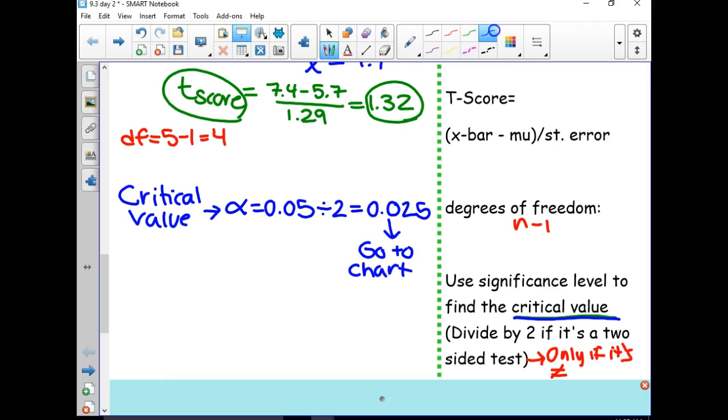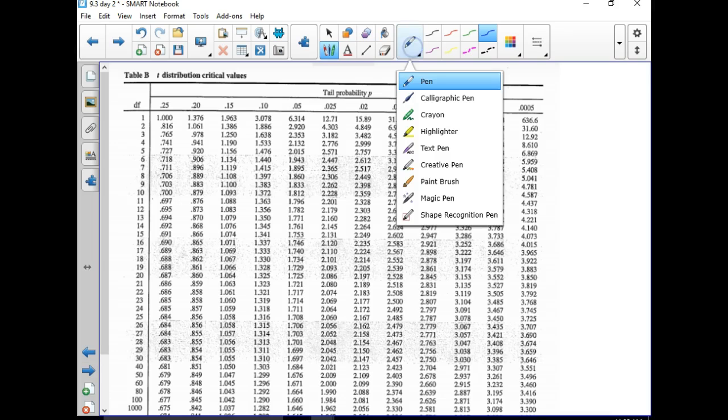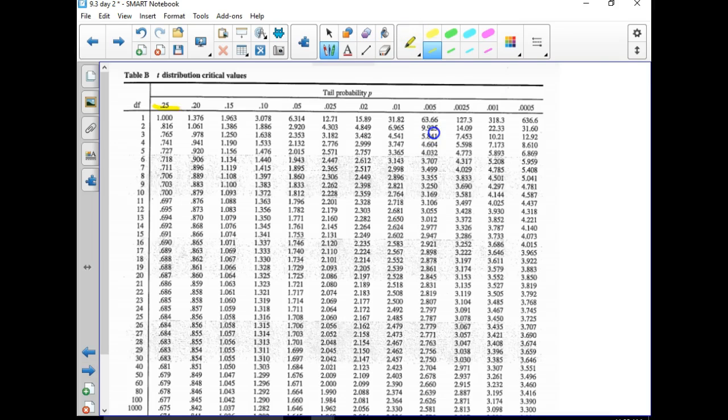Okay, so this is a little bit different than when we did the confidence interval. What we're going to do is go to the chart, and instead of looking at the bottom, we actually look at the top. We're going to conclude in a second, okay? So we have our alpha up here. Highlight that, that's your alpha level. We have our degrees of freedom right here.